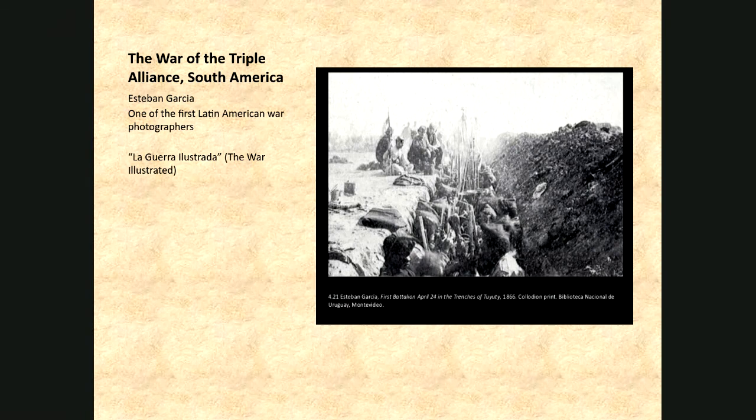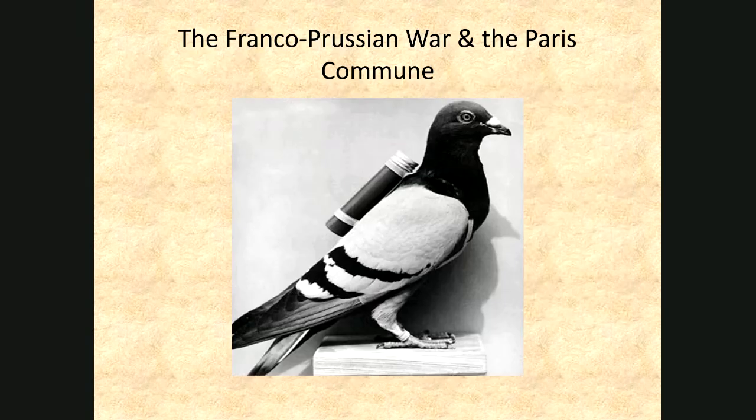Next, we have the Franco-Prussian War and the Paris Commune. The Franco-Prussian War began from a political and economic rivalry between France and Prussia. France declares war in 1870, only to be defeated over and over again. And so there's a provisional government that's created in Paris in the winter of 1870.